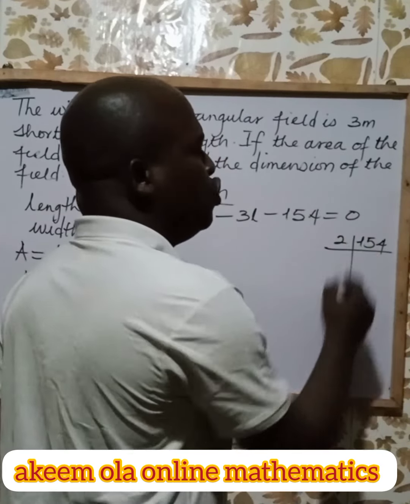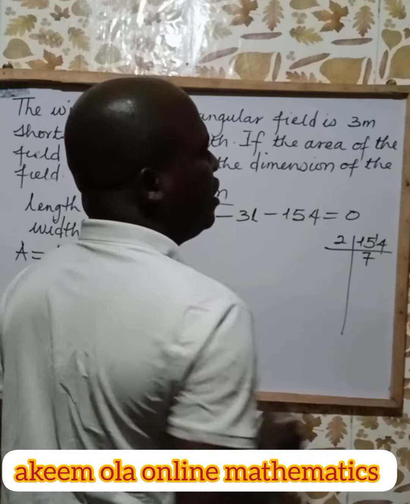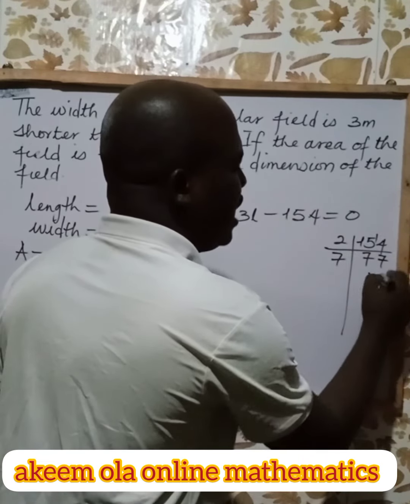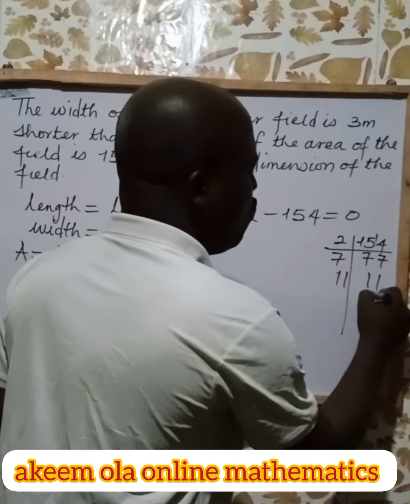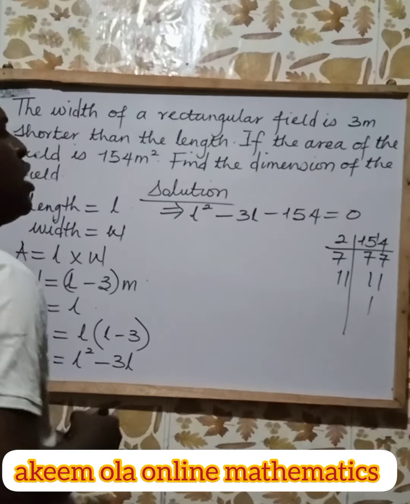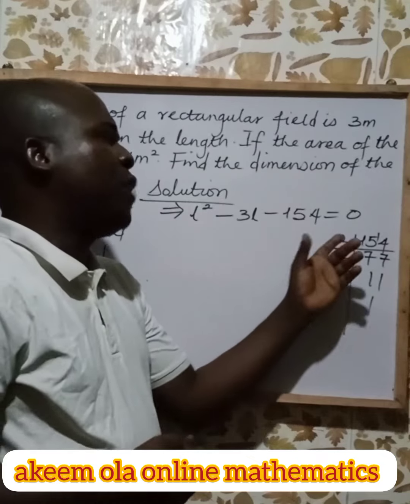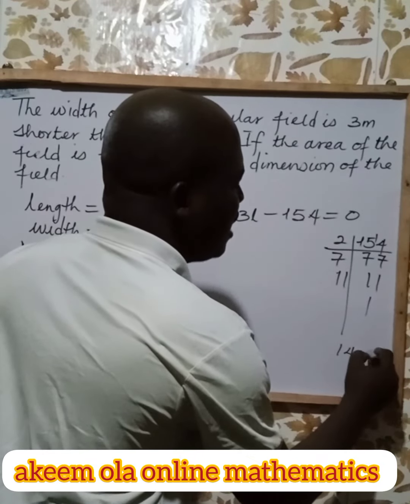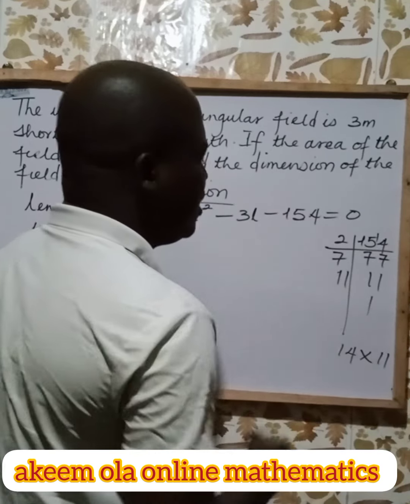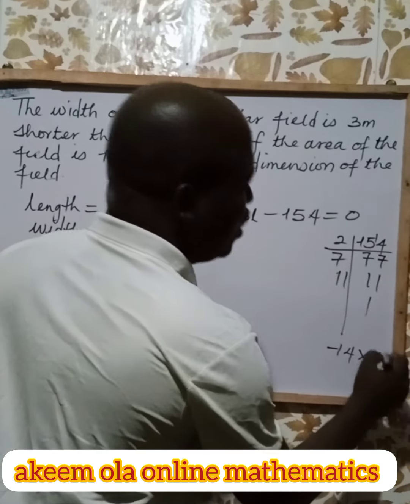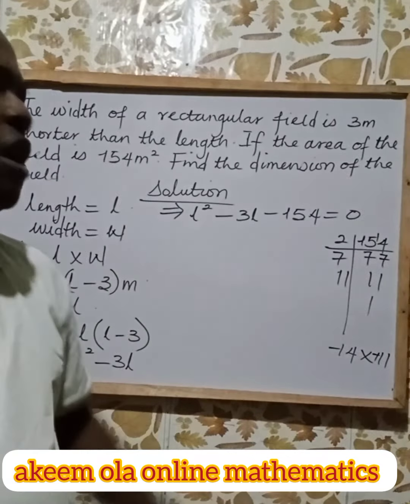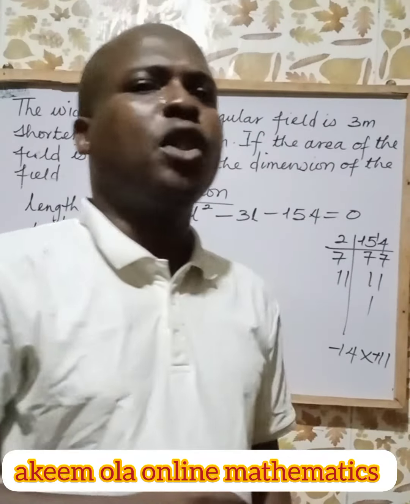2 can go. 2 in 15 is 7. Remaining 1. 2 in 14 is 7 again. What can go? 7 can go here, 11. Then 11 can go, 1. That means, if you look at it very well, you will notice that we can combine 2 and 7. 154 will give us 14 times 11. Which one is negative? I can make 14 negative, while 11 is positive. That means the two numbers that we are talking about are minus 14 and plus 11.